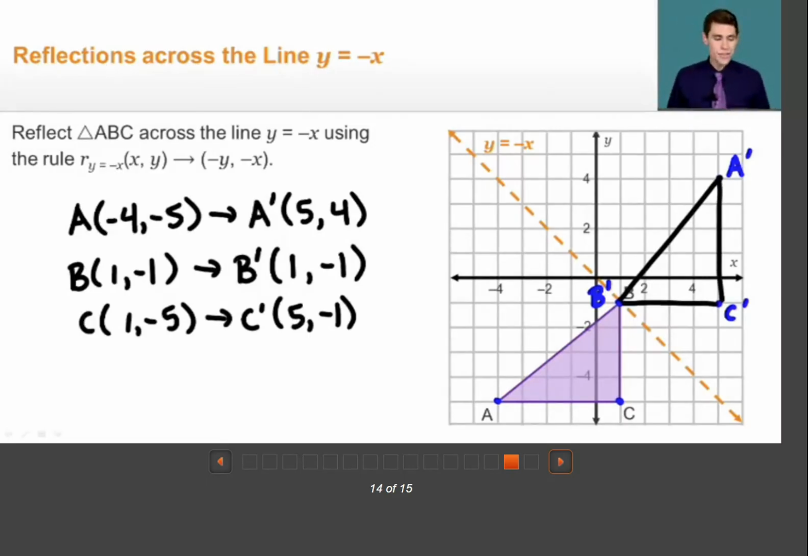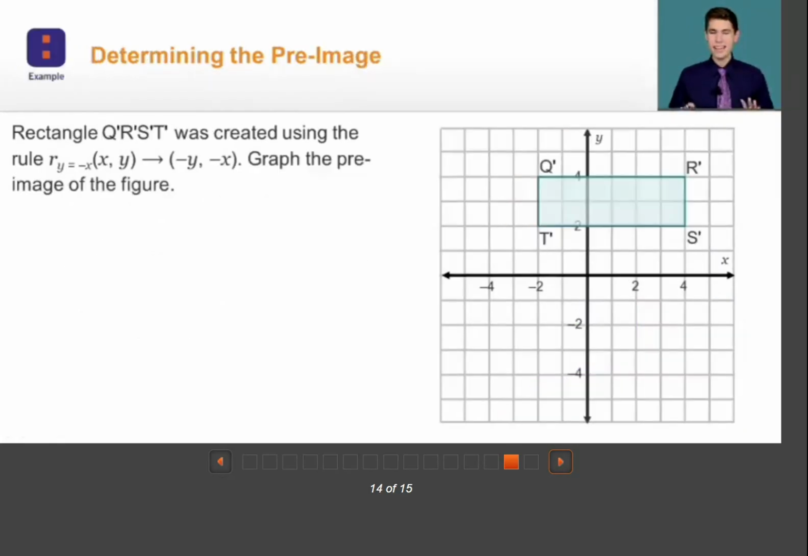Let's also take a look at another example using a reflection over y equals negative x. Now, I want you to keep in mind that you should always pay special attention to the terminology. And in this case, we should do that particularly with this question. Rectangle Q prime, R prime, S prime, T prime was created using the rule that's given here. Graph the pre-image of the figure. Now, did you notice? I need to graph the pre-image of the figure. I'm given the image. I know that because of the prime notation.